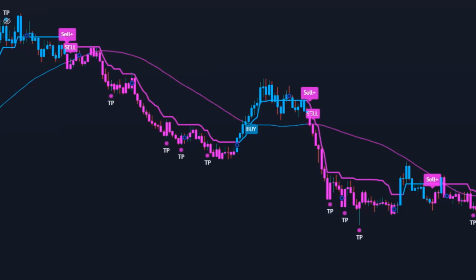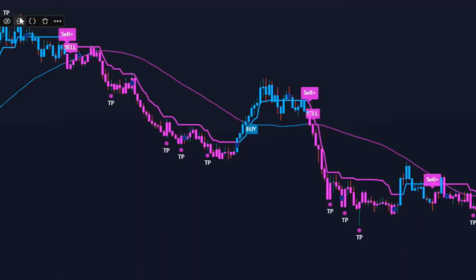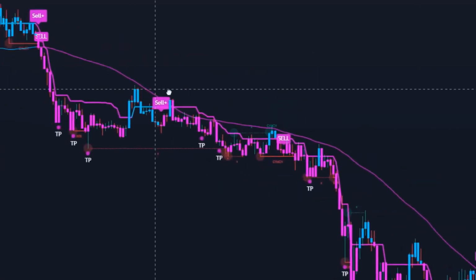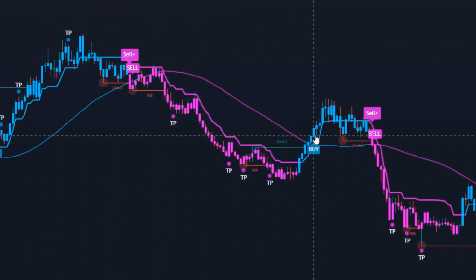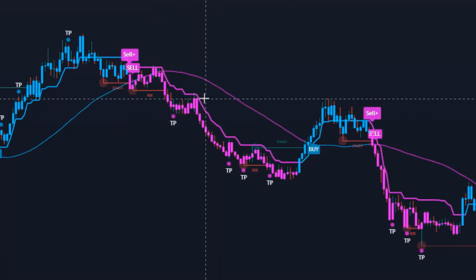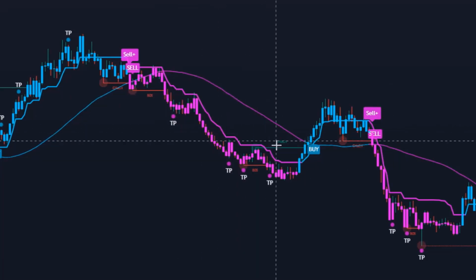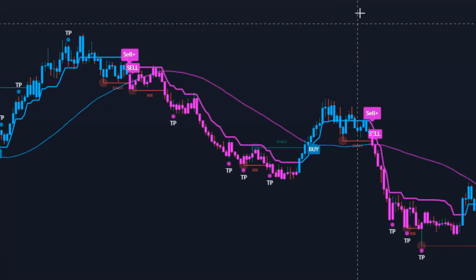The Smart Money Price Action Indicator. If you enter Big Beluga price in the indicators, then the price action smart money concept from Big Beluga comes up. And if I activate it now, then I see a few more pieces of information here. I want to show you now, for me, I see, for example, that this buy signal would be, in this case, simply the area where I say we are in a trend reversal downward. And as long as we don't go above this, it wouldn't be confirmed for me that we are going long.